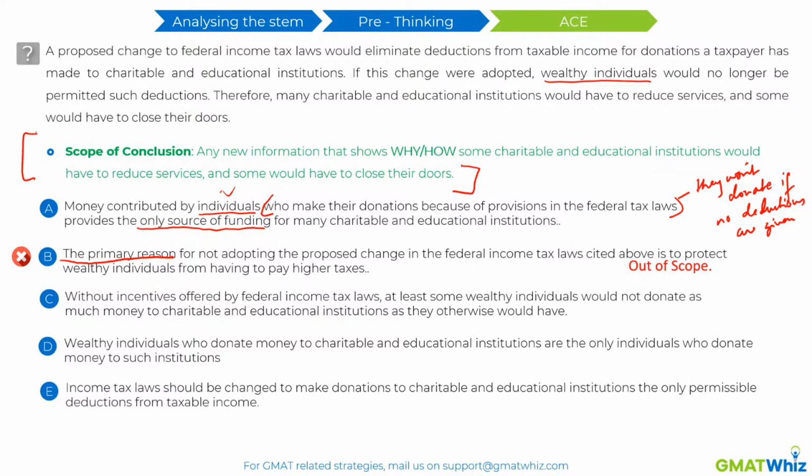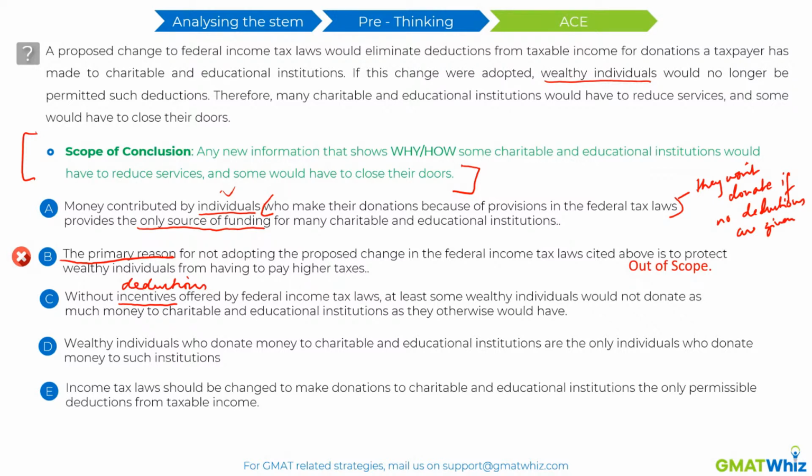Without incentives offered by federal income tax laws. Now, which incentives might we be talking about? The deductions that are given for donations made. All right. So, without these deductions offered by the income tax laws, at least some wealthy individuals would not donate as much money to charitable institutions as they otherwise would have.